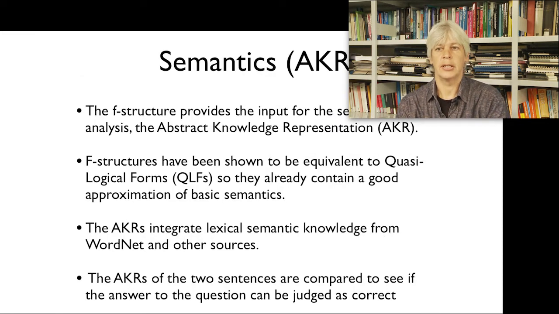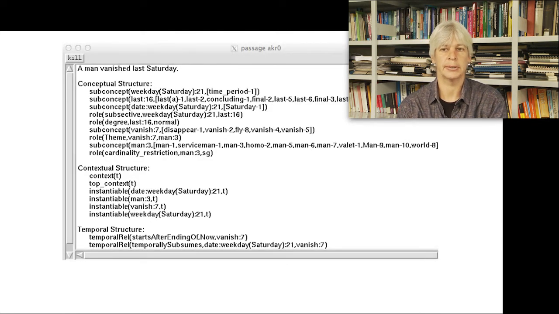The F structure that you just saw provides the input for the semantic analysis, this abstract knowledge representation. F structures have actually been shown to be equivalent to quasi-logical forms, so they're basically already a good approximation of semantics. What you do with the AKRs is integrate lexical semantic information from WordNet and other sources. Then the system compares the AKRs of the two sentences to see whether you can say yes or no as an answer.